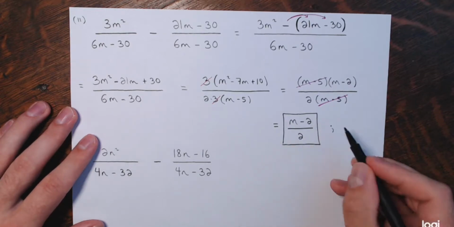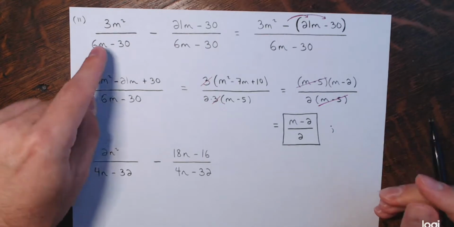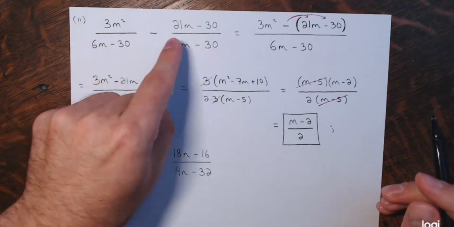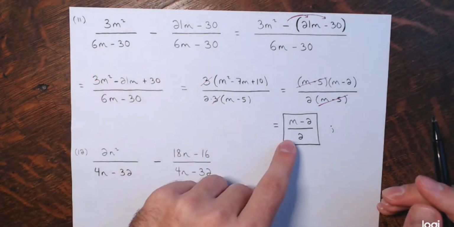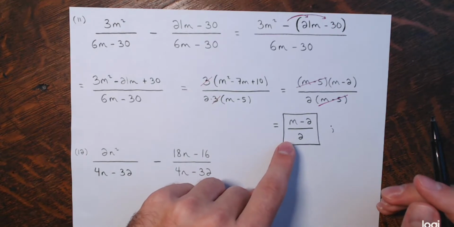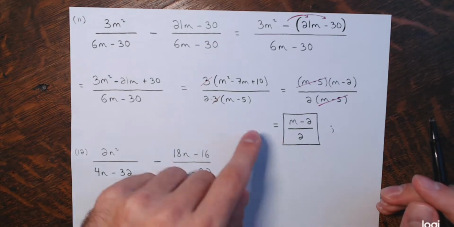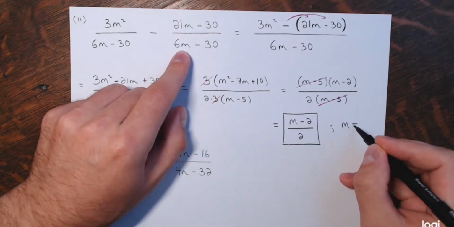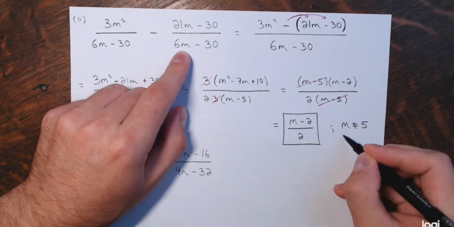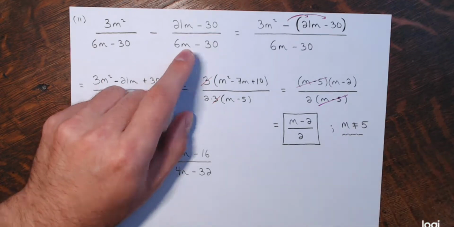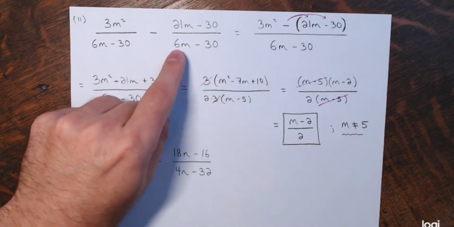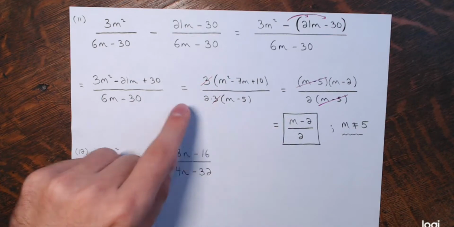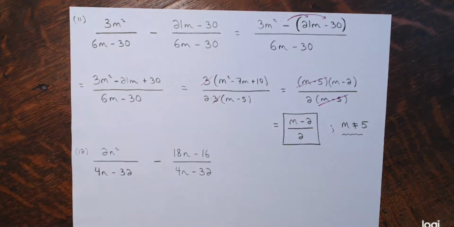Once again, though, the value of the original expression will be exactly the same as the value of this expression for any value of m except 5. Right? M cannot be 5. It can be anything else, but if you replaced m with 5, you'd have denominators of 0 throughout this entire problem, and you do not want that. Right? Dividing by 0 is an undefined operation.